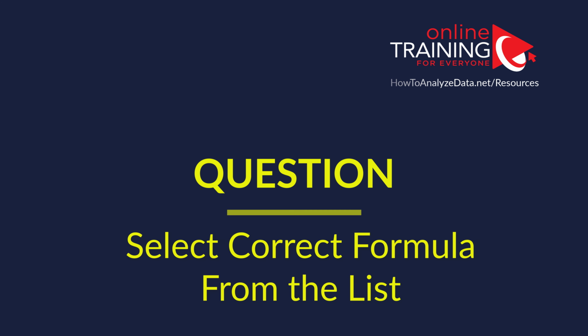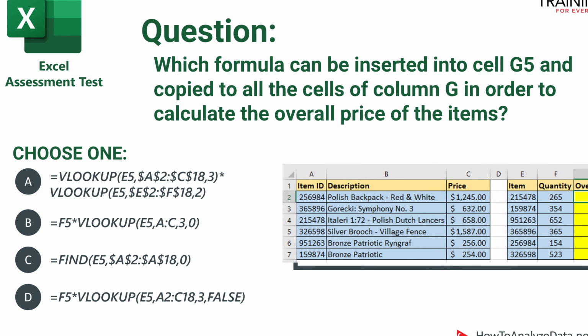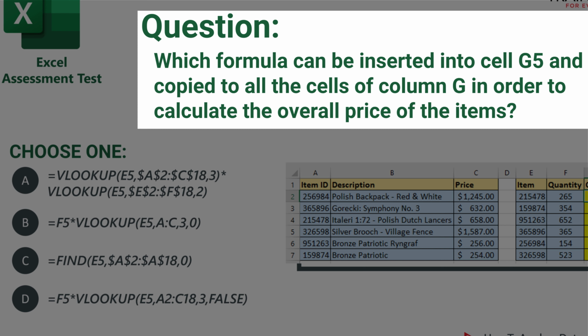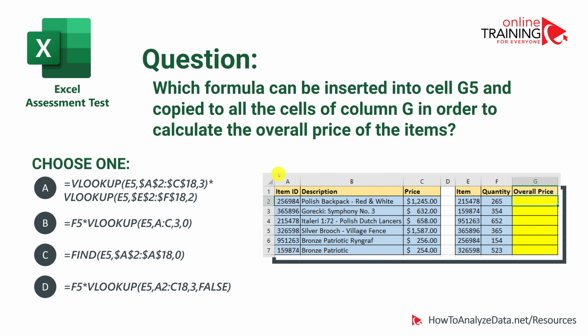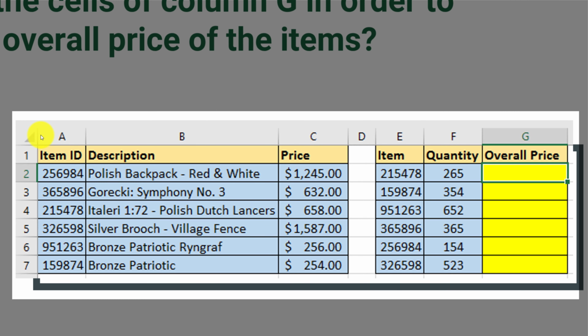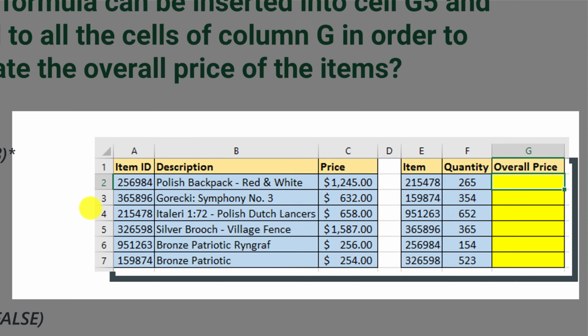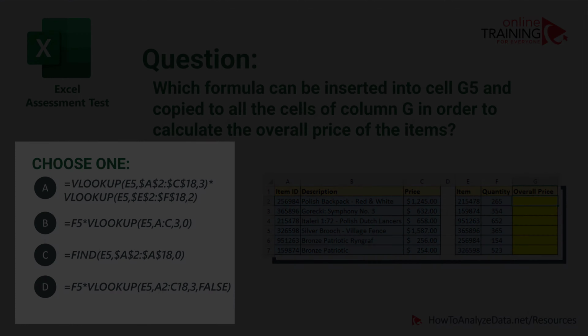Now let's look at the tricky question you frequently see as part of the Excel assessment test. Which formula can be inserted into cell G5 and copied to all the cells of column G in order to calculate the overall price of the items? We have 4 choices here. Three of the choices use VLOOKUP, one uses double VLOOKUP, and the third choice, C, uses the FIND function. We also have the data presented, a snapshot from Microsoft Excel, so you can visually see the references made in the question itself. Which one do you think is the right answer here?